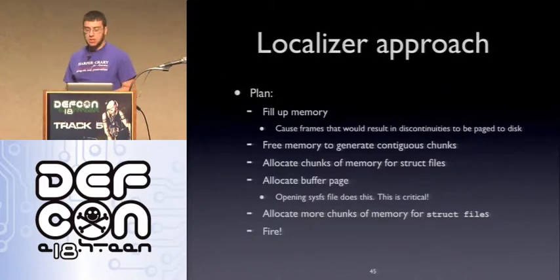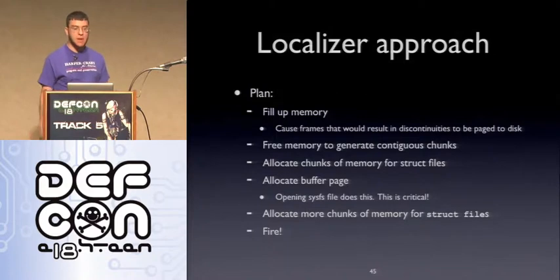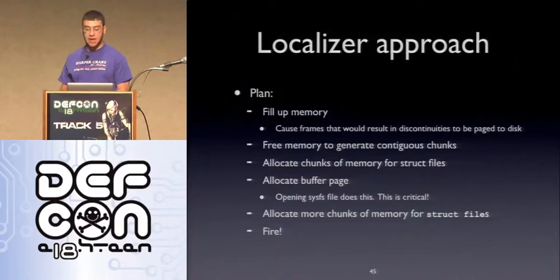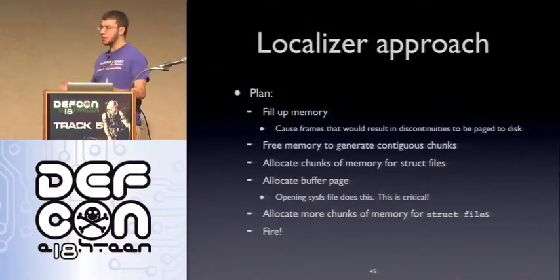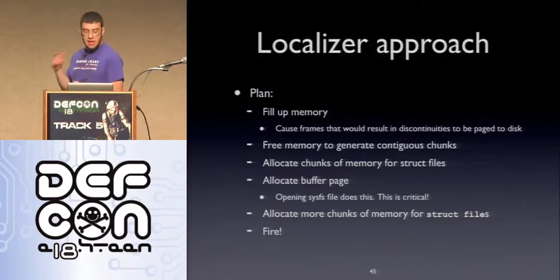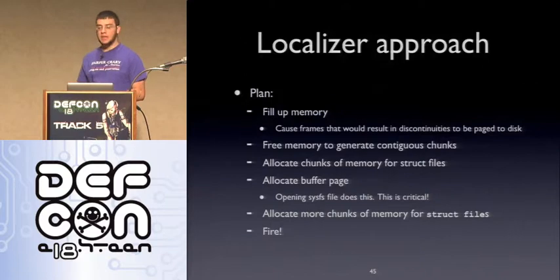We're going to try and use this localizing technique here. In brief, we're going to fill up memory. That means that everything that would have caused a discontinuity is going to get paged out, paged to disk. Every other program on the system, paged to disk. What are we going to do to generate contiguous chunks? Well, we're going to free stuff. We're going to do this little alloc, free, alloc dance to get contiguous chunks of memory. And to allocate chunks of memory for our struct files, we're going to free a little bit in there.